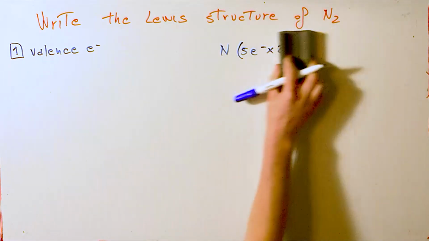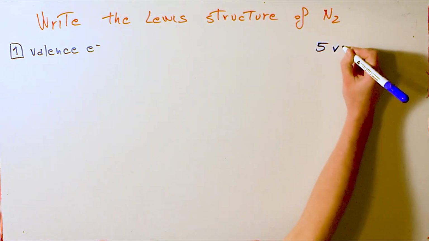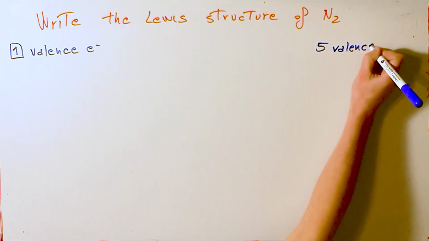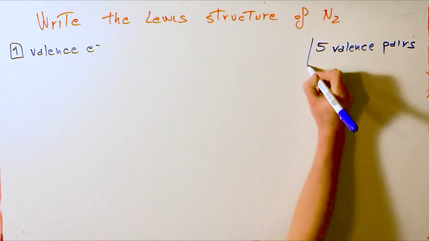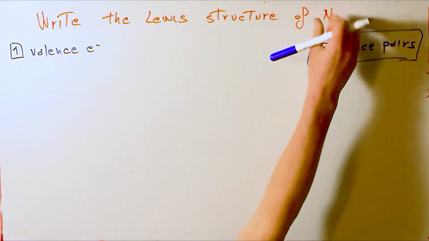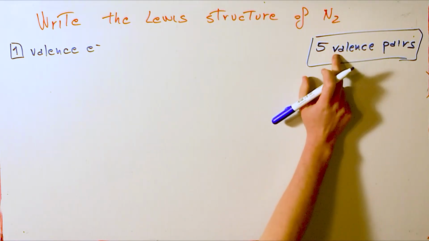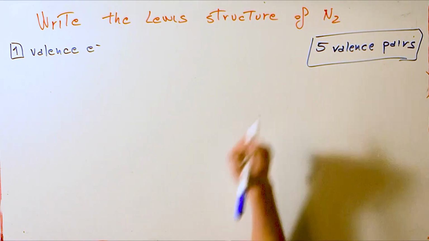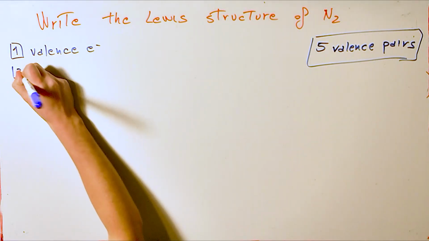Now let's write the result here. 5 is valence pairs. Okay? Because this we have to settle in this molecule in order to have the Lewis structure. So we have to use all of them. Otherwise, the structure is not complete.